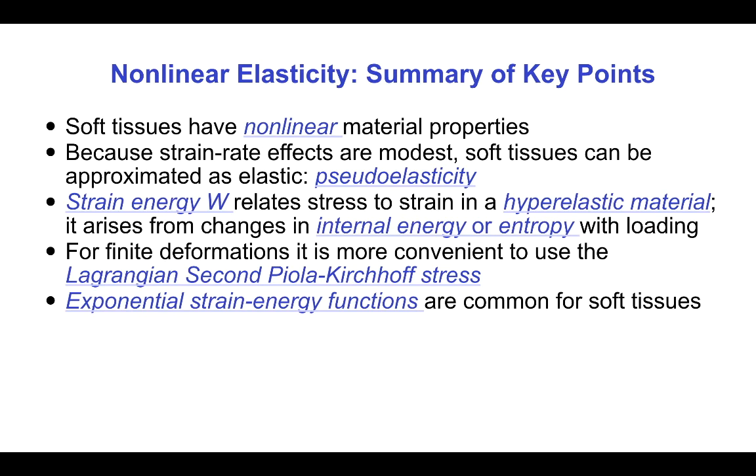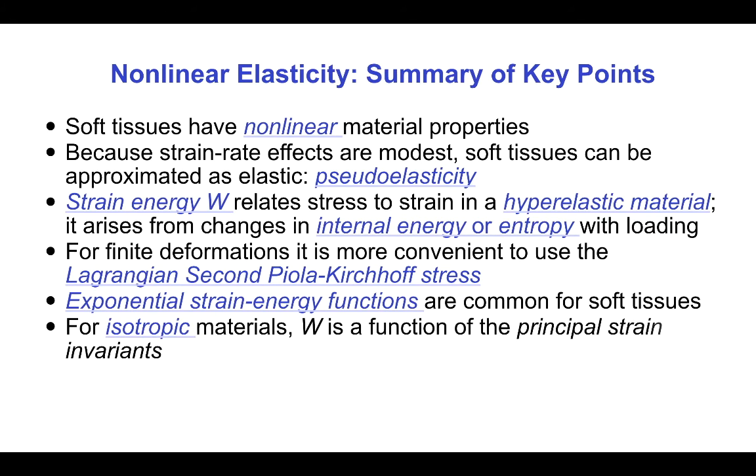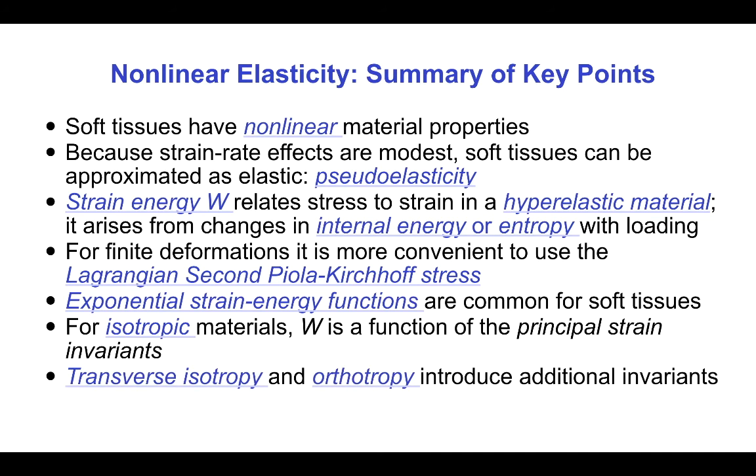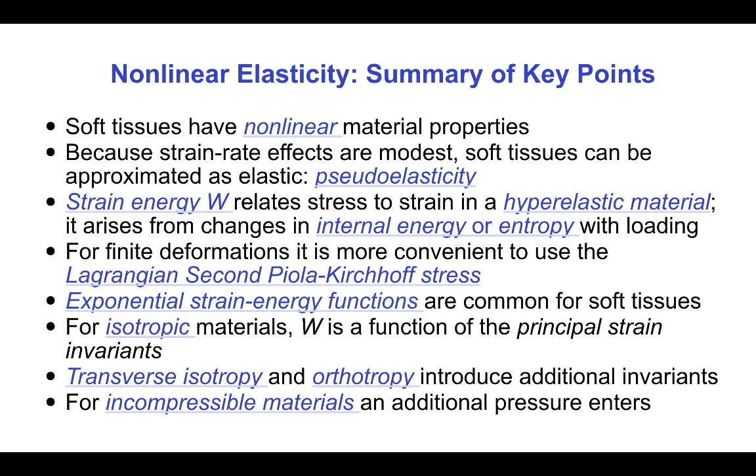Exponential strain energy functions are common for soft tissues, and for isotropic materials, W is a function of the principal strain invariants. Transverse isotropy and orthotropy can be handled by introducing additional terms or invariants. For incompressible material, an additional pressure enters the problem.